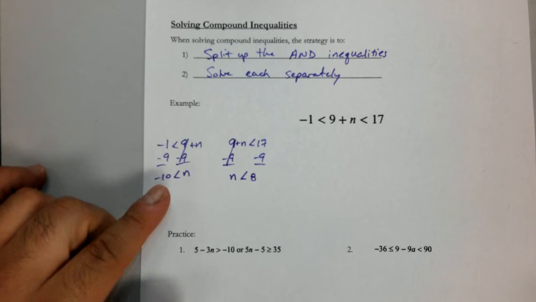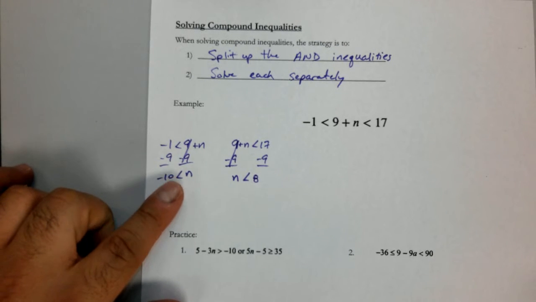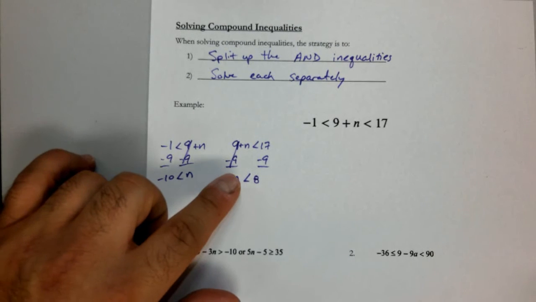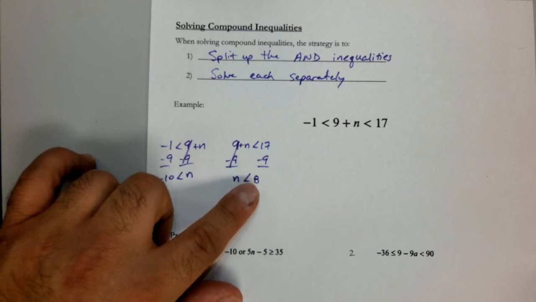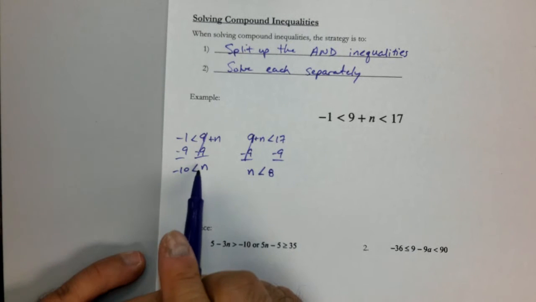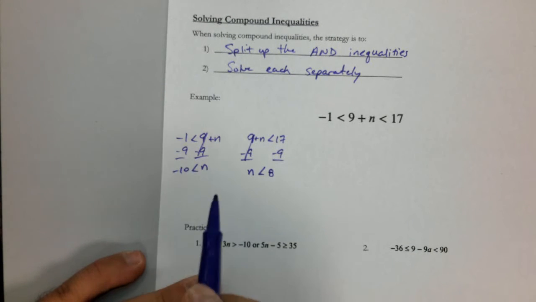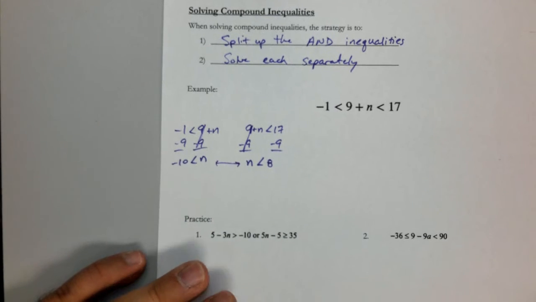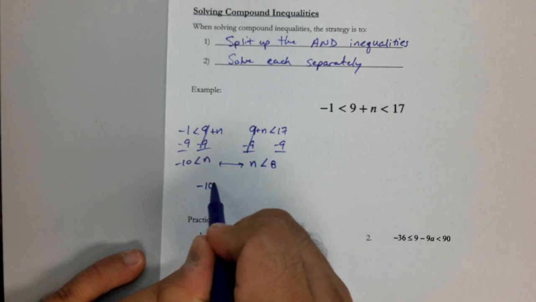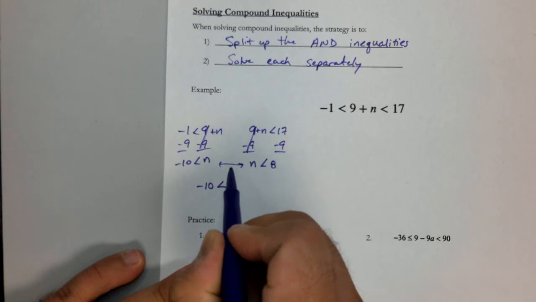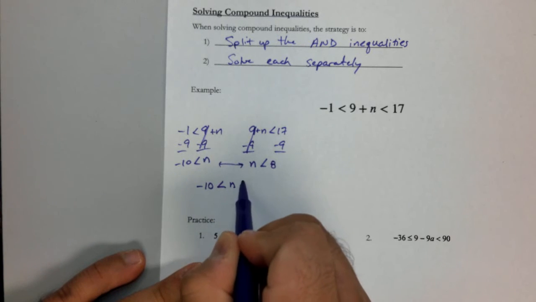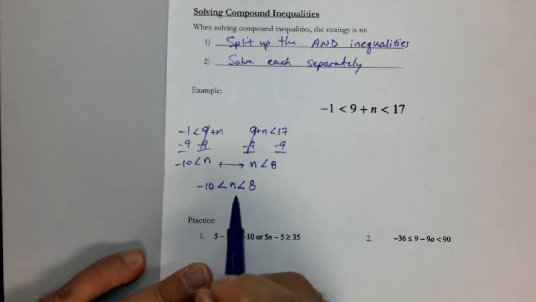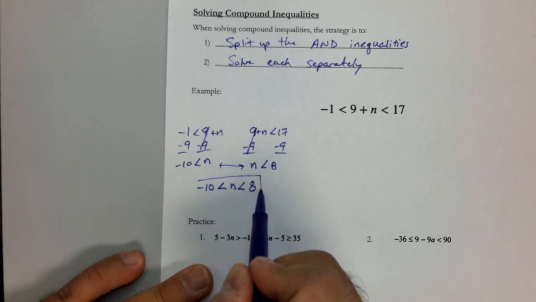Alright, so you have two inequalities. Negative 10 is less than n, and n is less than 8. Pay attention to the way that these symbols look. It's almost like we can bridge these two inequalities together, couldn't we? So we have negative 10 is less than n, but then n is less than 8, and we can basically build our answer that way.